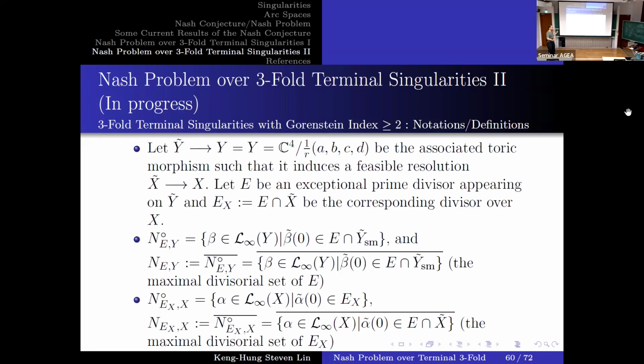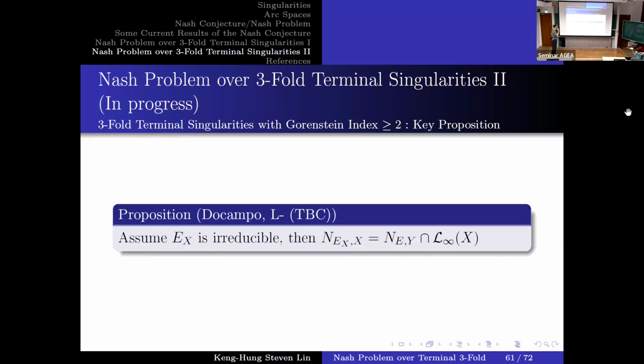We can notice that if E is an essential divisor, then its maximal divisorial set is a Nash component. So if E is essential over Y, then this is a Nash component. If E_X is essential over X, then this one is a Nash component over X. So our work is to try to analyze the behavior of these two sets. This is the main result we want to use in this scenario.